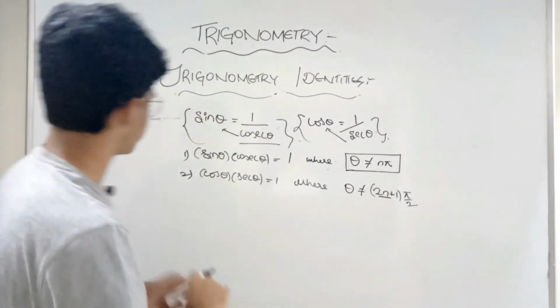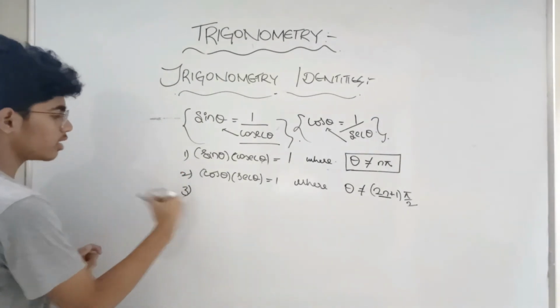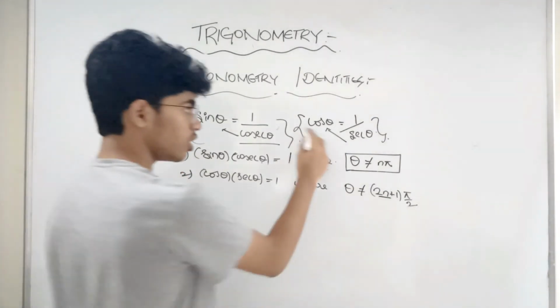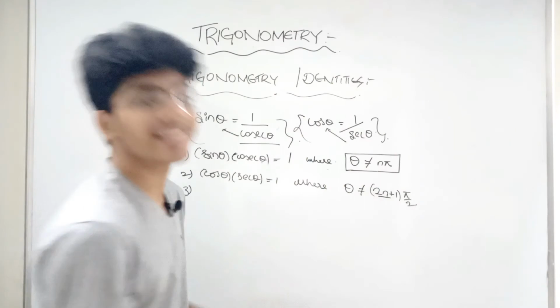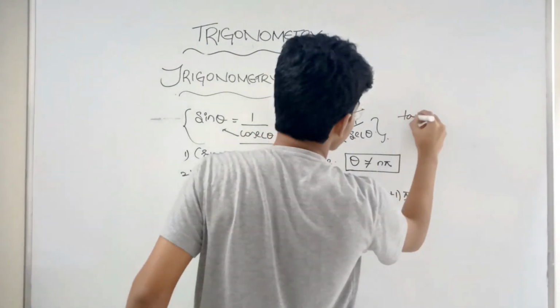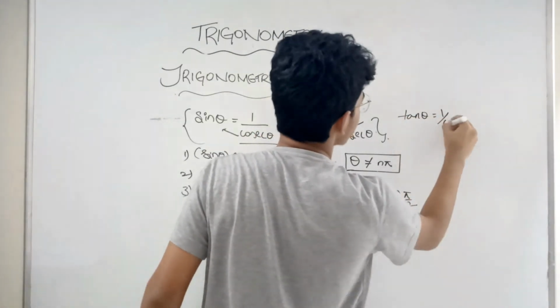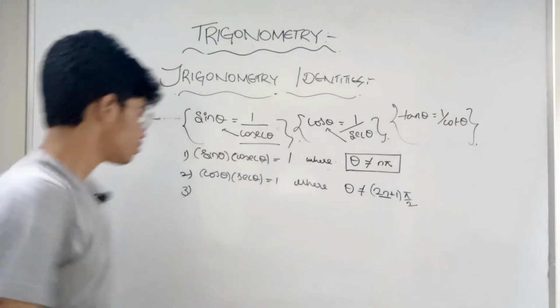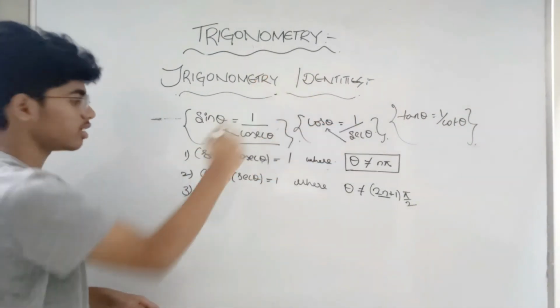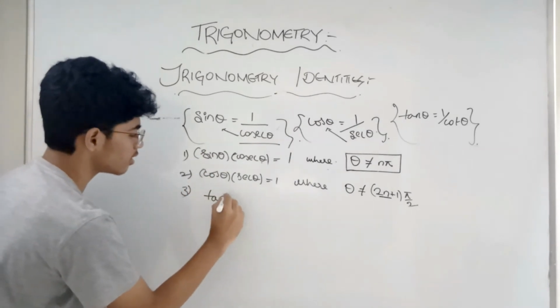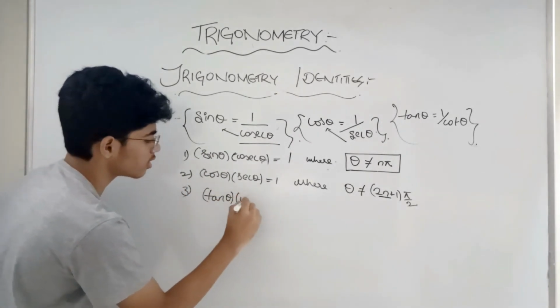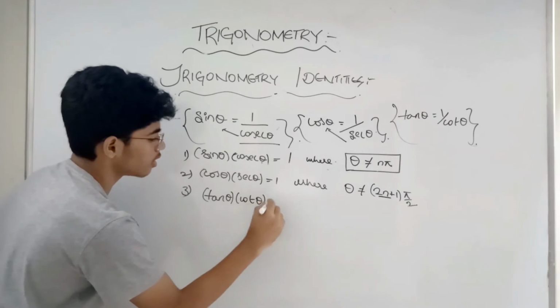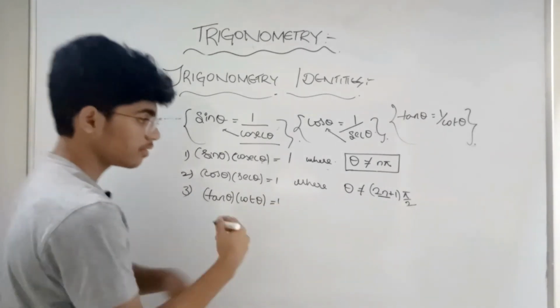So we have the second rule. Third one, similar. Cos theta, sin theta, what is left? Tan theta is left. Tan theta equal to 1 by cot theta. Same, cot theta will come this side, and tan theta into cot theta equal to 1.